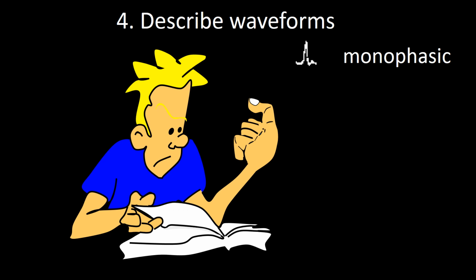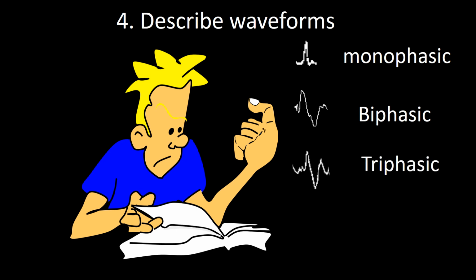So we can label waves as monophasic, biphasic, triphasic, and polyphasic. Labeling this way depends on the times they cross the baseline. A biphasic wave crosses the baseline once. A triphasic wave crosses the baseline twice.